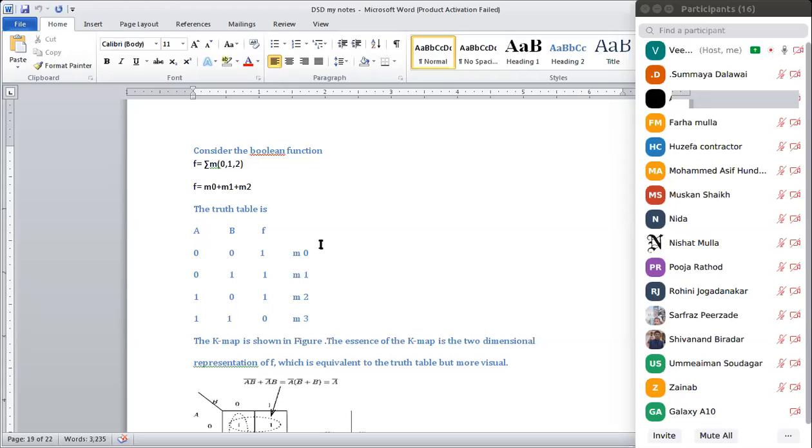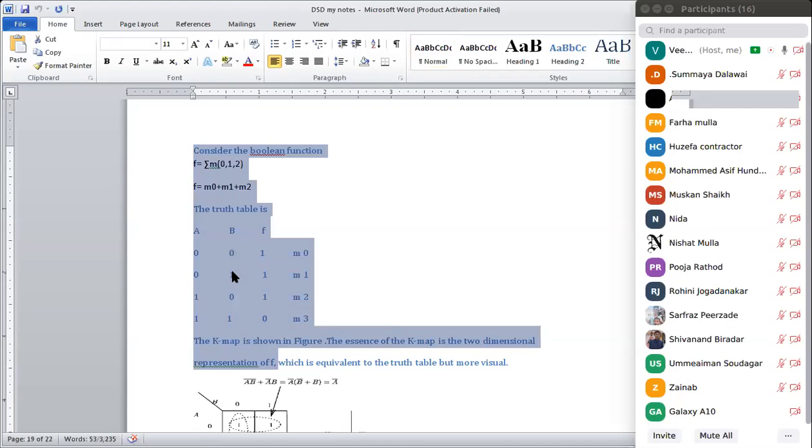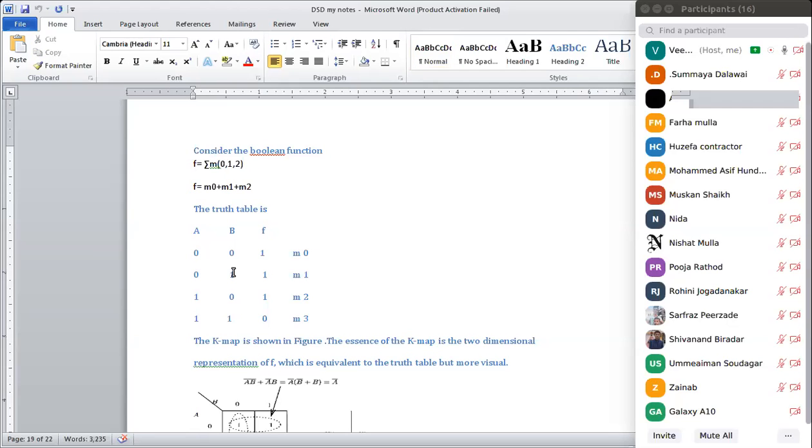Now I don't know what the output will be for this. So for that purpose, what do I have to do? What do we mean by this? Summation of m of 0, 1, 2 is nothing but F equal to m0 plus m1 plus m2. Another important point is that whatever we are discussing now is all in terms of minterms, sum of products.